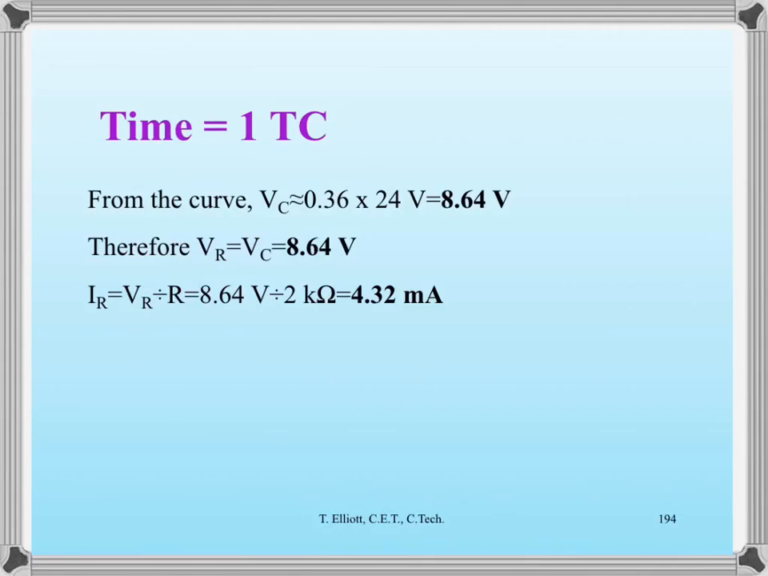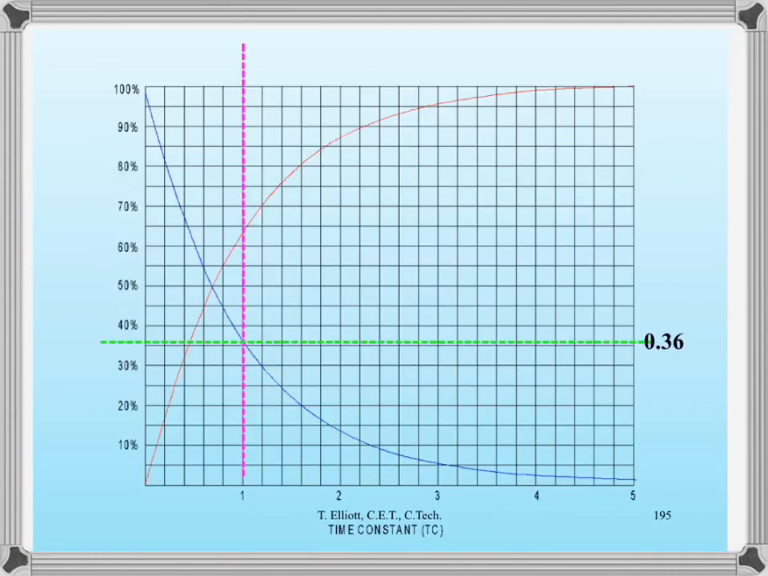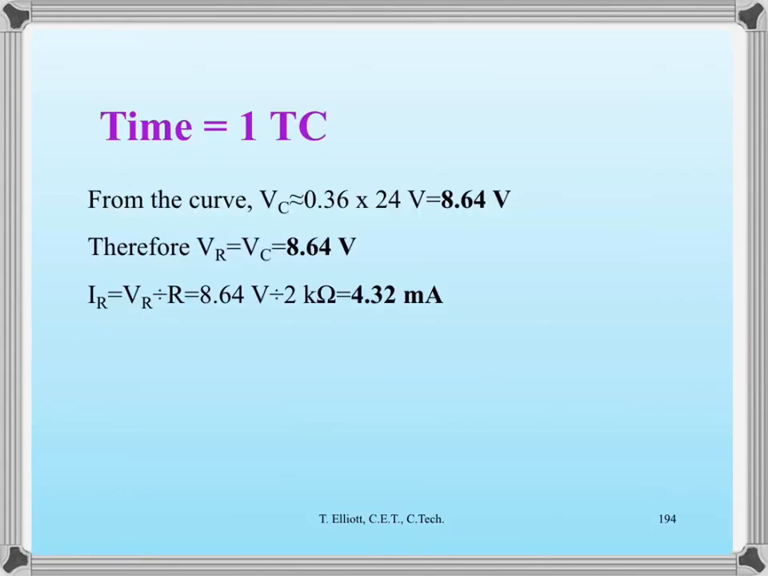Okay. So at one time constant, let's go to the graph. So we're starting off here. VC was 100%, or E, or 24 volts. After one time constant, it's decayed down to this point, which I'm saying is about 36%. So 36% of its maximum initial voltage is about 8.64. And then because the resistor and capacitor are literally in parallel, the resistor voltage is 8.64. Divide by the 2K to get the current, 4.3.